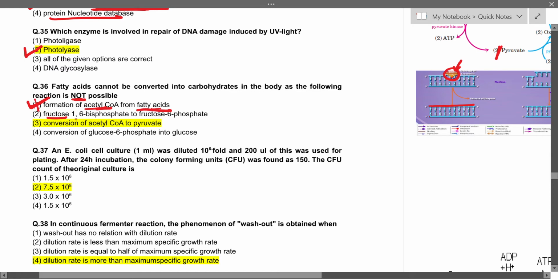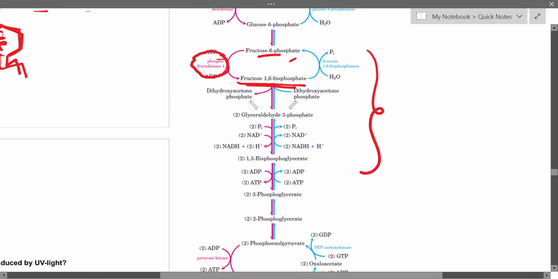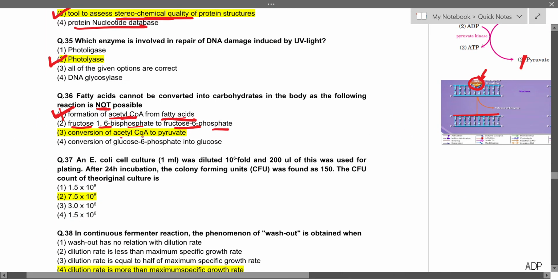Fructose 1,6 bisphosphate to fructose 6 phosphate. Here you can see in the reaction, producing fructose 6 phosphate from fructose 1,6 bisphosphate. This is a reversible reaction. This can also happen. Whereas conversion of acetyl CoA to pyruvate is not possible because this is an irreversible reaction. So this step is not possible, and they are asking for what is not possible. So this is the correct option here.